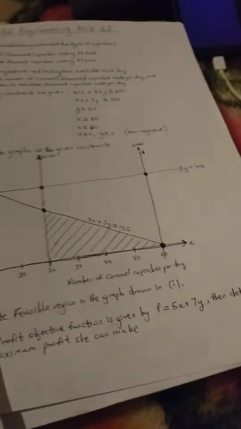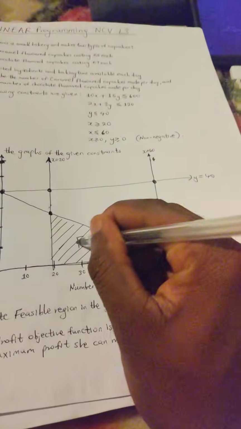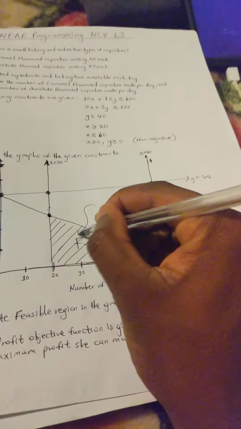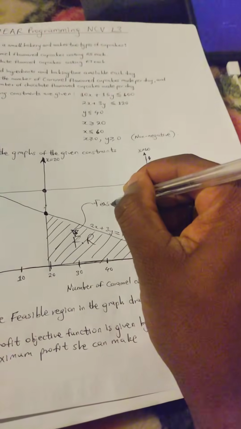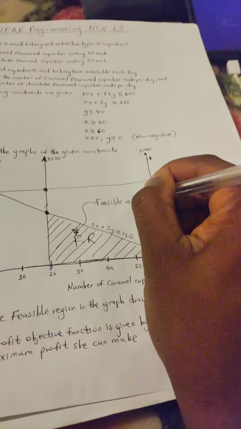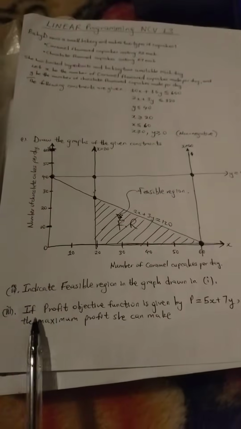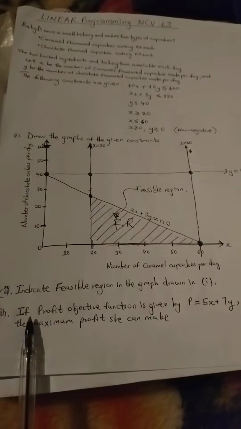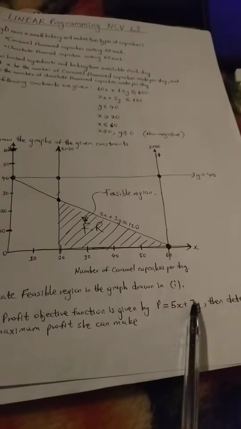So now question 2 says indicate the feasible region. Normally this is like a 1 mark question. So you just write FR here, or you can show with an arrow, and then you write feasible region. Then you're done. So now the other question is this one. This one you're going to draw a table. It says if the profit objective function is given by P equals 5x plus 7y.